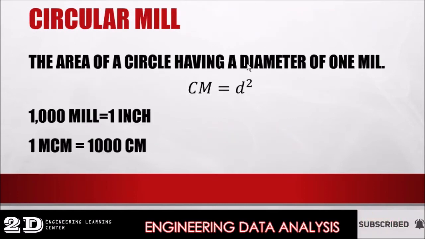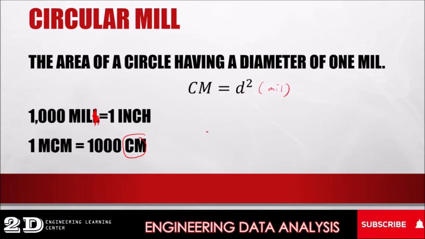Then you have the circular mil. So this is another unit of giving the sizes of a wire. So the area of a circle having a diameter of 1 mil. So that is a circular mil. So 1 mil, ito, wala itong isang L. So 1,000 mil is equal to 1 inch, and 1 MCM is equal to 1,000 CM. Just to clarify, yung shortcut ng circular mil are both capital C and M. So the formula for circular mil is equal to the diameter of a circle squared, given that the diameter of the circle is in mil.